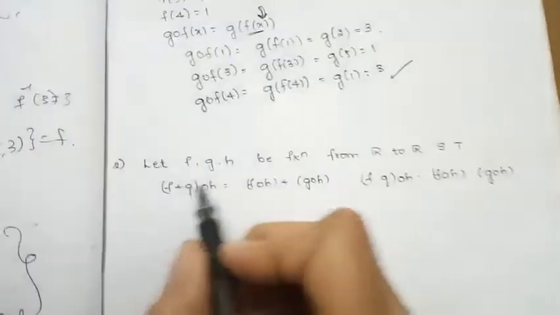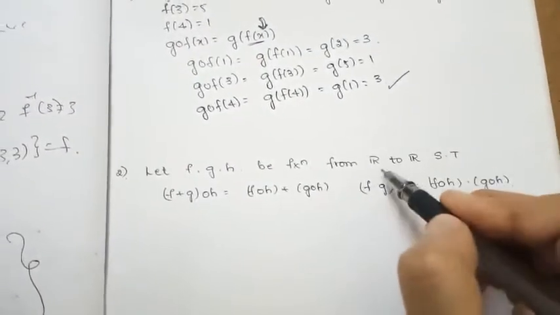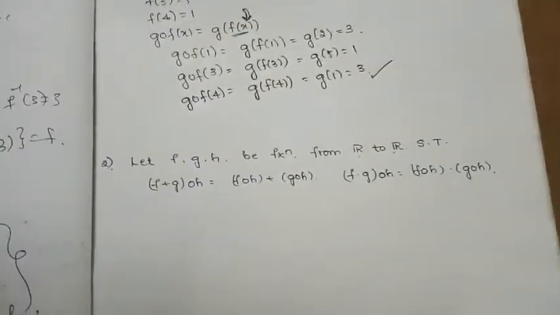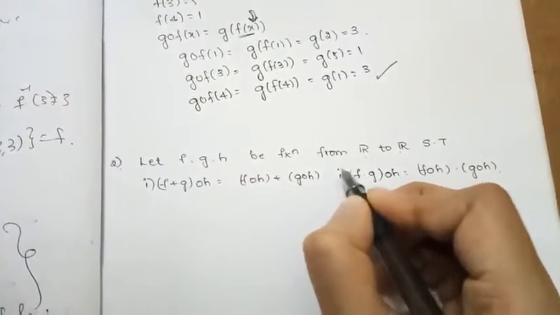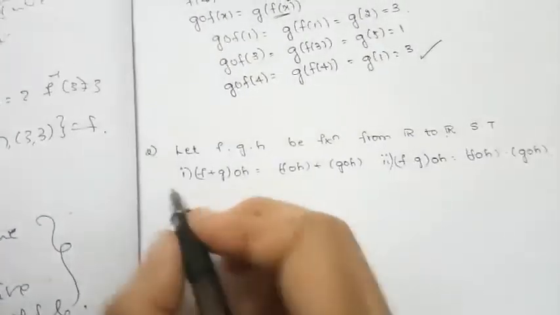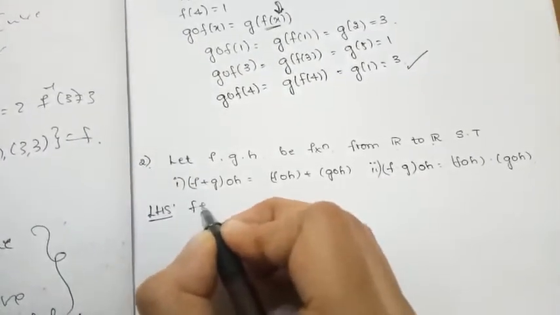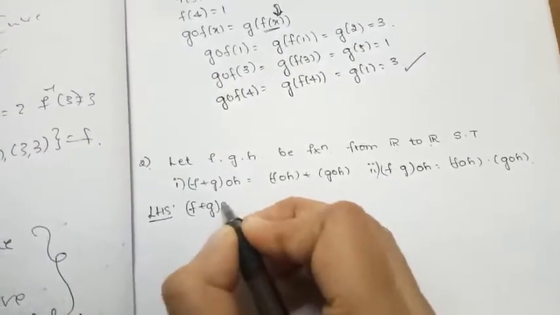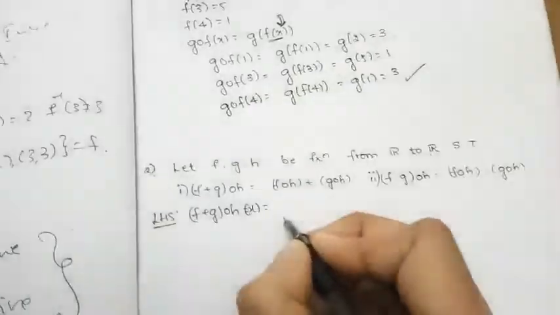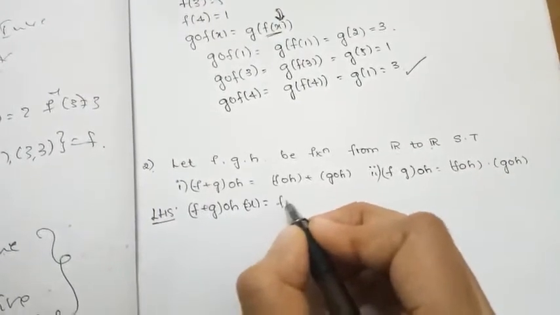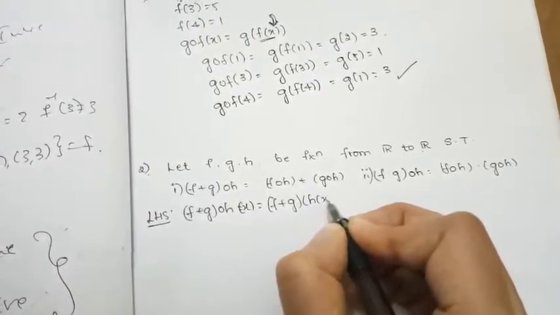The next question: they have given three functions f, g and h, from the set of real numbers to the set of real numbers, and they have asked us to prove these two things. Let us go one by one. I'll consider the first one. Let us consider the LHS, that is (f + g) o h. Taking x belonging to the set of real numbers, it becomes ((f + g) o h)(x).